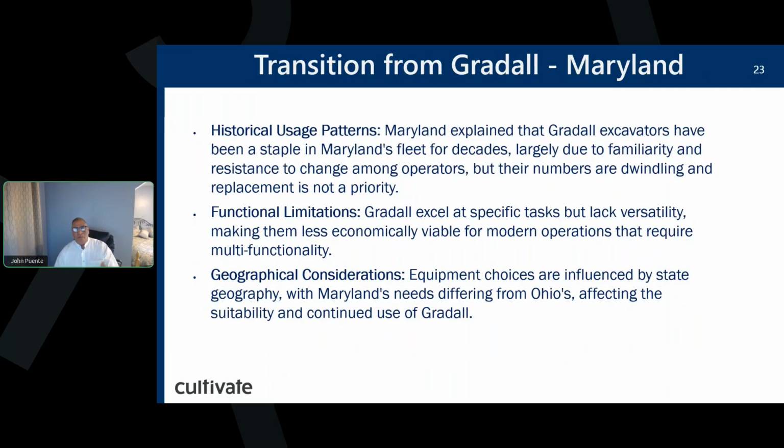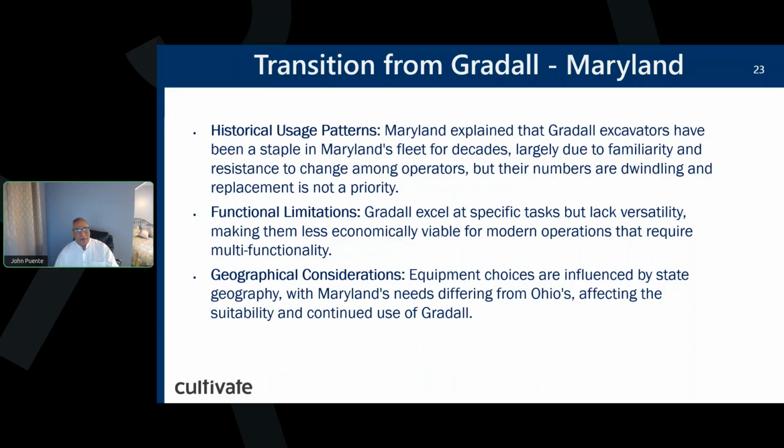What we heard from Maryland was that they actually had a Gradall in their inventory for decades, basically because the operators were so familiar with the equipment. And this actually serves as a large part of the resistance to change from the Gradall. But that being said, they claimed that the overall Gradall numbers are actually dwindling because new equipment types are being purchased that have more functionality.